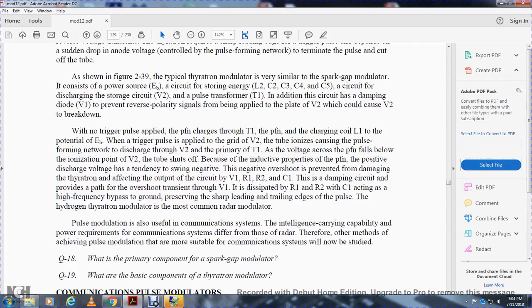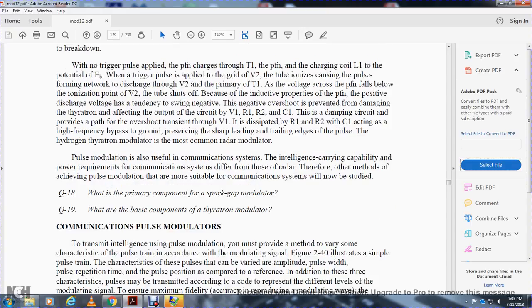Ionization points involved, V2. The tube shows, because of the inductive property of the PFN, part of the discharge voltage with the tendency to swing negative. The overshoot is prevented by the damping of the thyratron, which would otherwise affect the output of the circuit. Diode 1, resistor 2, and capacitor 1 form the damping circuit, which provides a path for the overshoot of the transistor. The diode 1 current is dissipated in resistor 1 and resistor 2, with capacitor 1 acting as a high frequency bypass to ground, preserving the sharp leading and trailing edge of the pulse for the hydrogen thyratron modulator, the most common radar modulator.